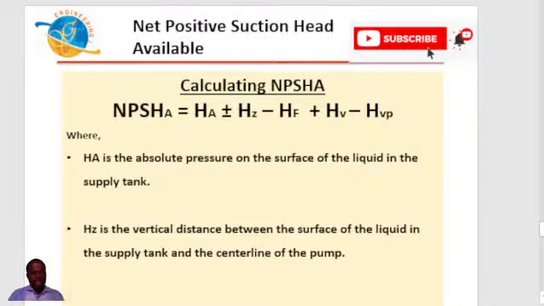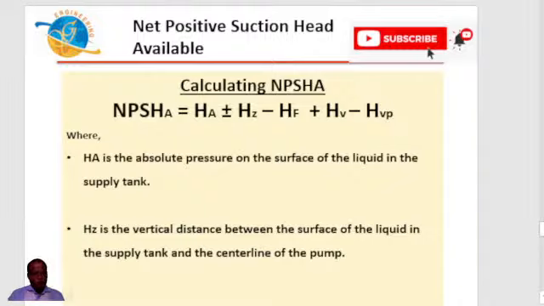Now, HZ, between the supply tank and the center line of the pump. By the time we start some calculations, you will see. That vertical distance between the surface of the liquid in your supply tank and the center line of the pump is your HZ. It can be positive when the liquid level is above the center line of the pump, and it is called static head for a positive suction system. It can be negative when the liquid level is below the center line of the pump, which you call a negative suction system or suction lift.